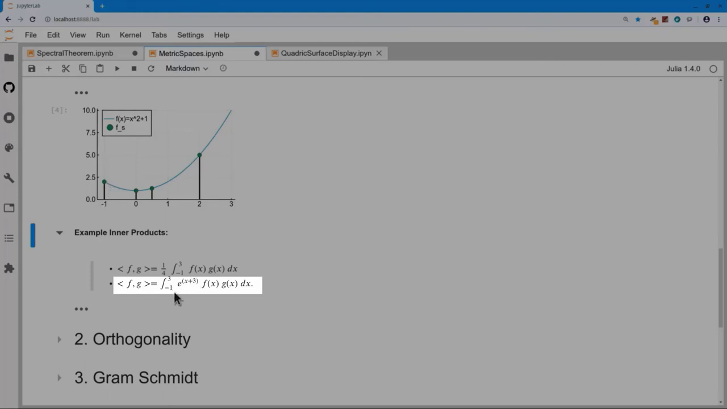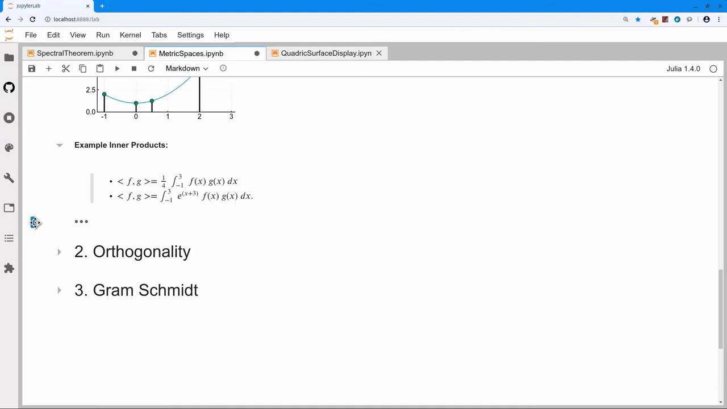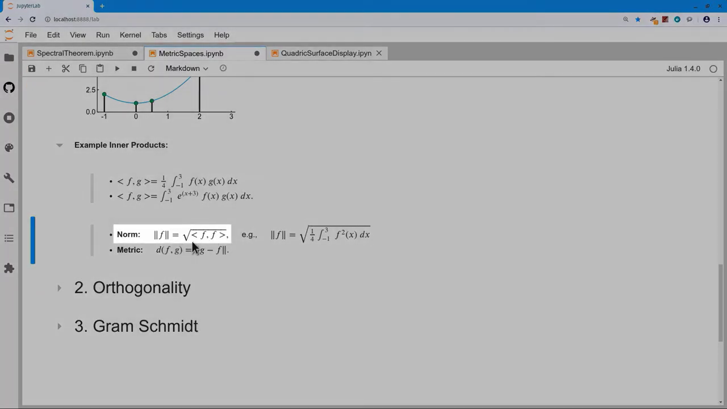So in this example here, I did away with that 1 over 4 term, but instead, I'm applying a weight at each value x. So f of x and g of x at x equals 0 gets a weight e to the third power. So if I now look at the definition of a norm, let's take that first example. Then what we see is the length of that function, if you will, is the square root of the inner product of the function with itself. So in the first case here, it's the square root of the integral from -1 to 3 of f squared of x dx.